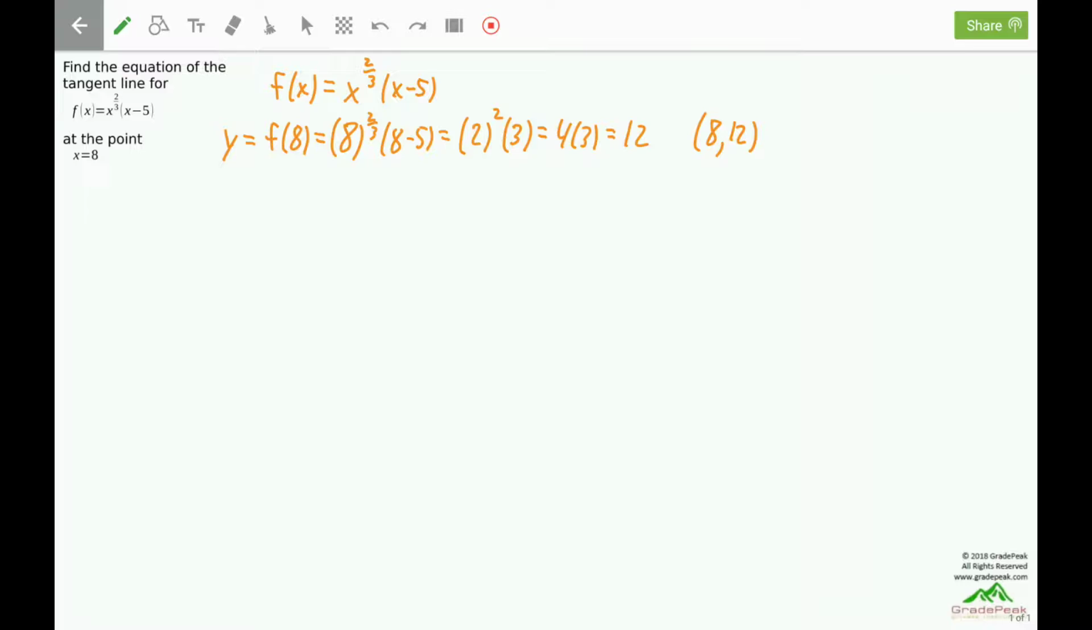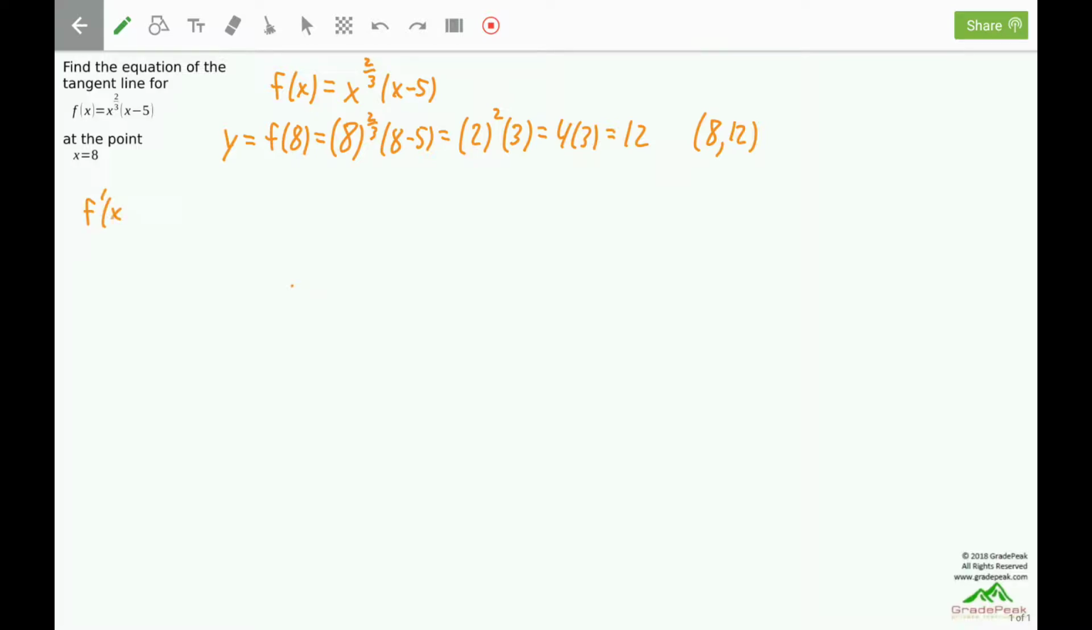The next thing we need is the slope of the tangent line, and that's the derivative. So we're going to take the derivative of f of x. Right now f of x is a product of two functions, x to the 2/3 times x minus 5. One option is the product rule. Another option is to distribute that x to the 2/3 in and take the derivative term by term. Neither one is more difficult than the other. I'll just keep it as a product.